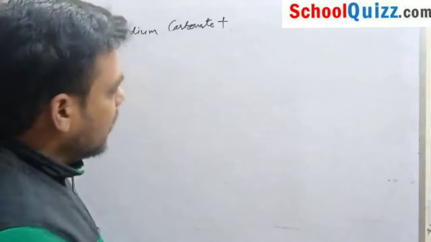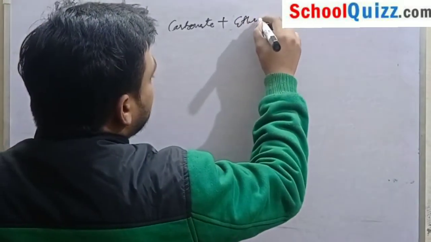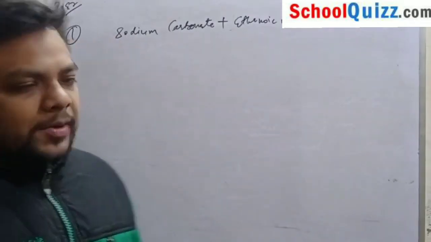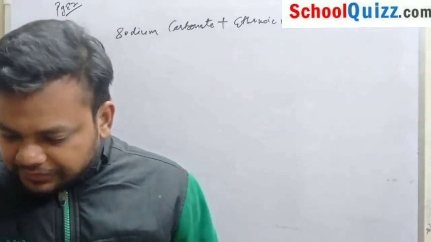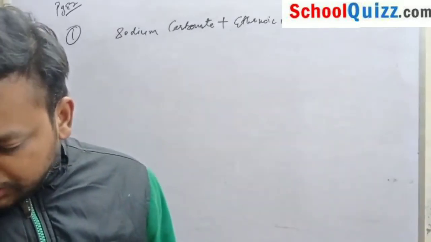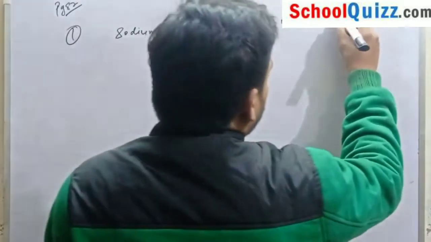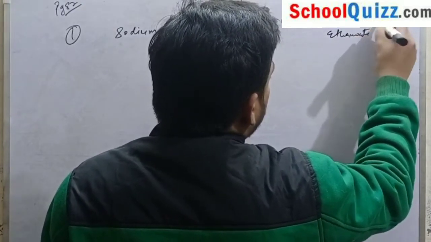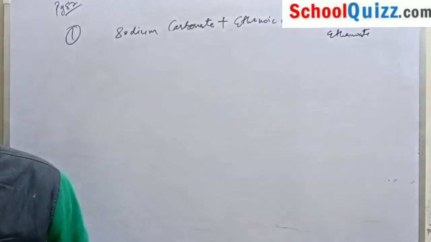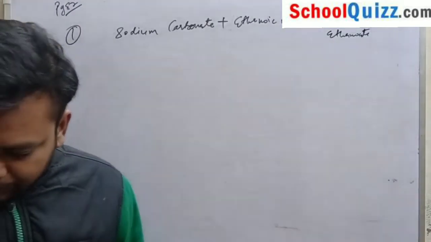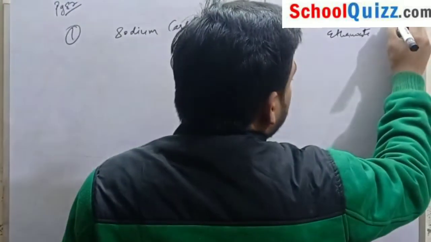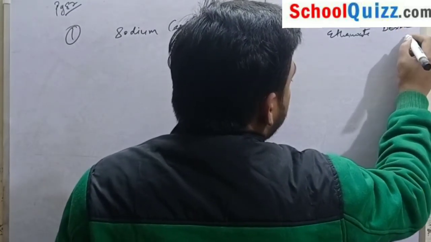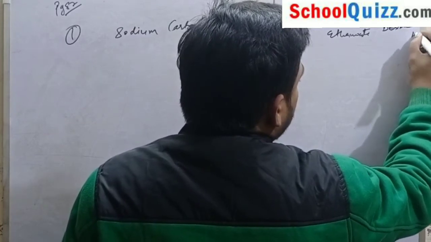Sodium carbonate plus ethanoic acid gives us sodium chloride, sodium ethanoate, plus carbon dioxide plus water.